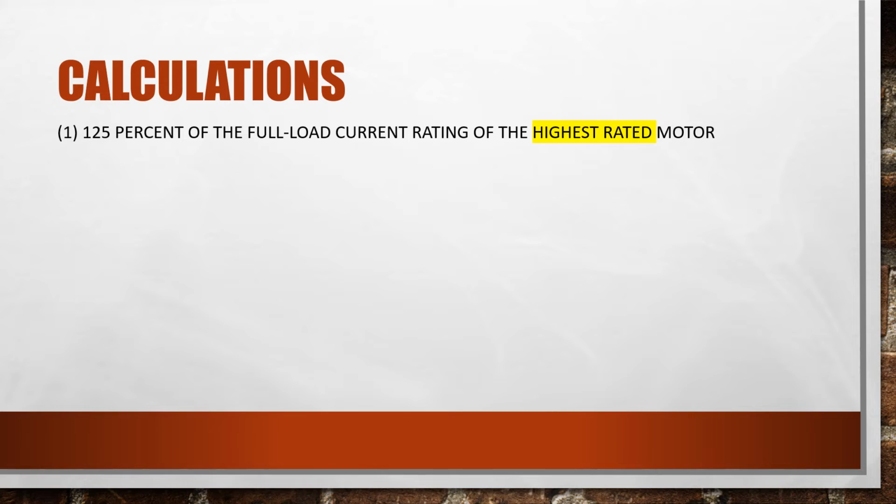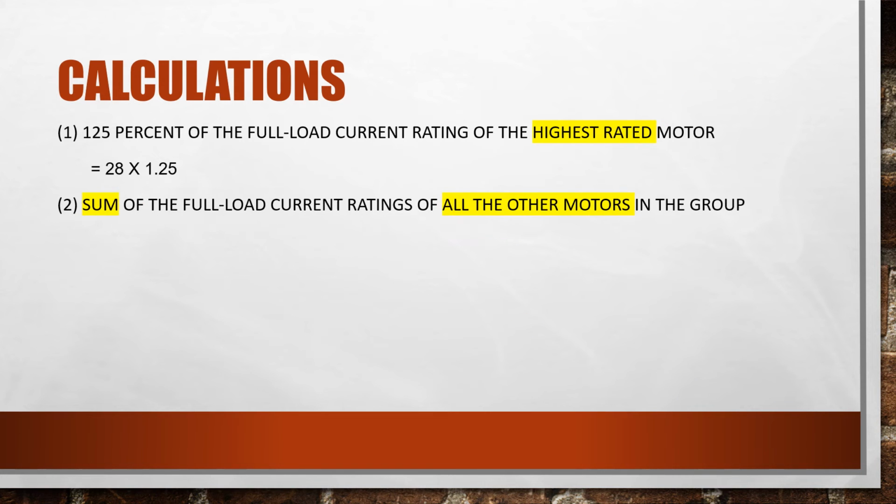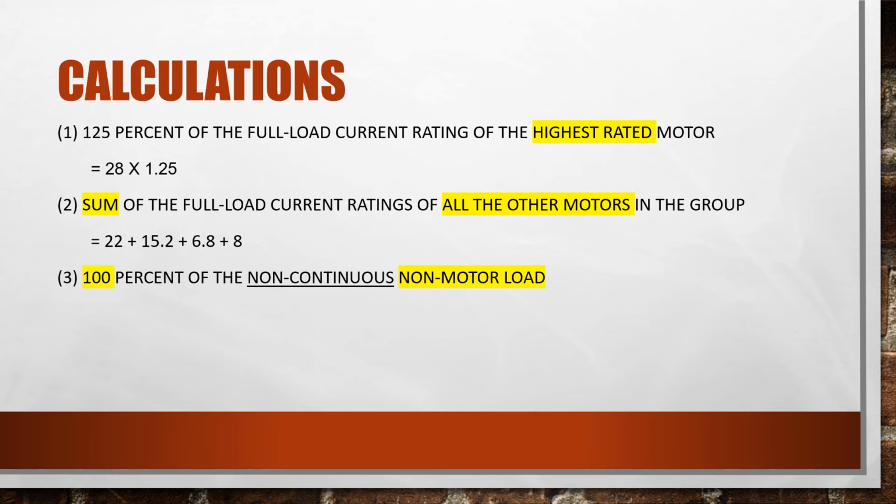So as per the code, number 1: 125% of the full load current rating of the highest rated motor, we have 28 ampere times 1.25. And number 2: sum of the full load current ratings of all other motors in the group. So these are the other motor currents: 22 ampere, 15.2, 6.8 plus 8. And also number 3: 100% of non-continuous non-motor load.